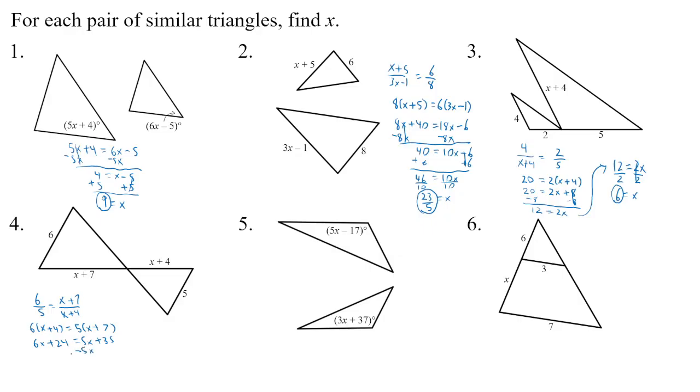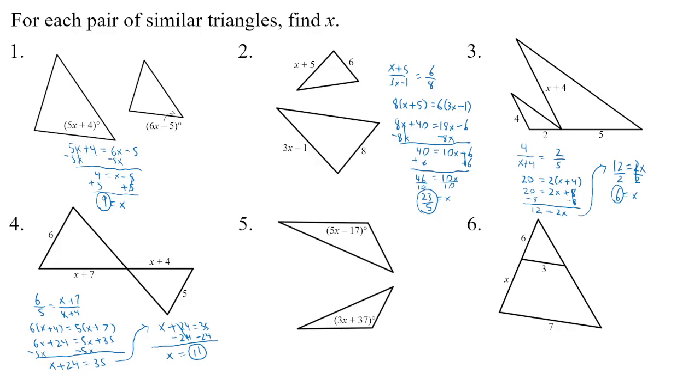We subtract 5x from both sides, and you'll have x plus 24 equal 35. And we'll write it up here because we're running out of room. We're going to subtract 24 from both sides, and you'll have x equal 11. Therefore, the solution is 11.